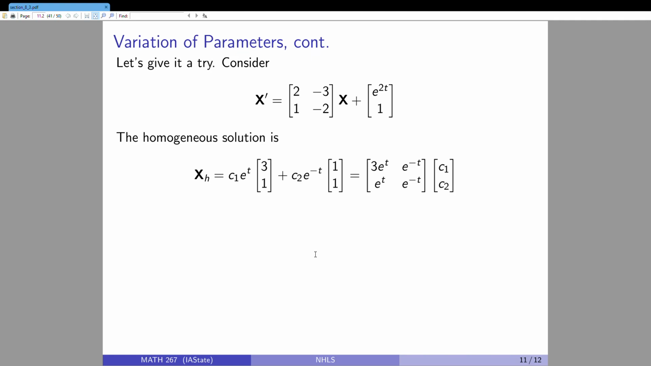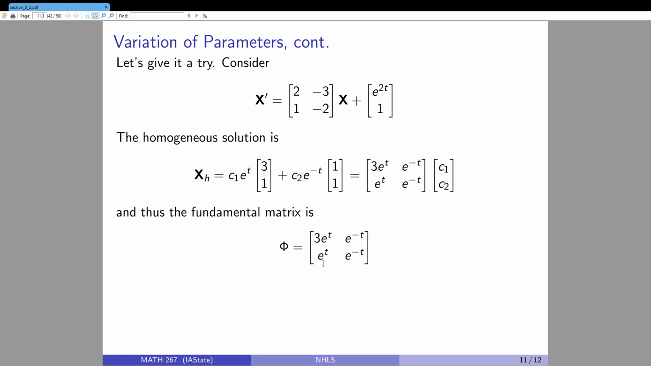Now note how I rewrote it. I rewrote it as a matrix multiplication. And that's another one of the very powerful things about using matrices, is that they let you view linear systems of equations as a vector equation, scalar multiples of vectors being added together, and also as a matrix multiplication. So there are just so many different ways of viewing the exact same thing. That's always a good thing. And here we see it on full display. So note that this matrix, 3e^t, e^(-t), e^t, e^(-t), that's our fundamental matrix. Right there.